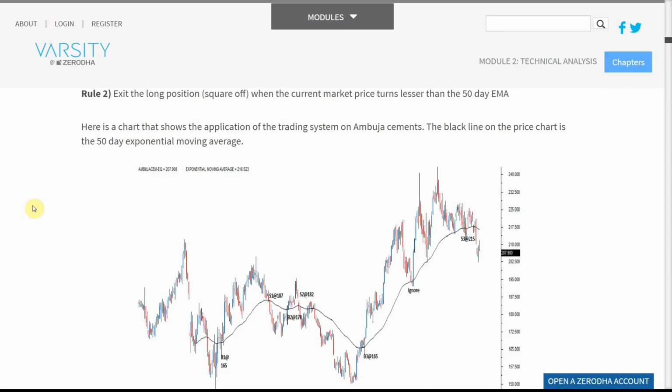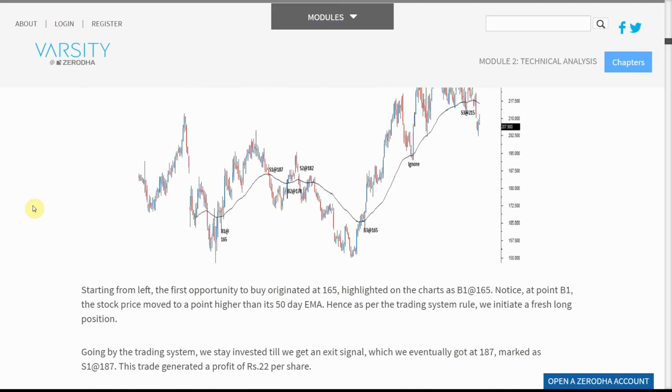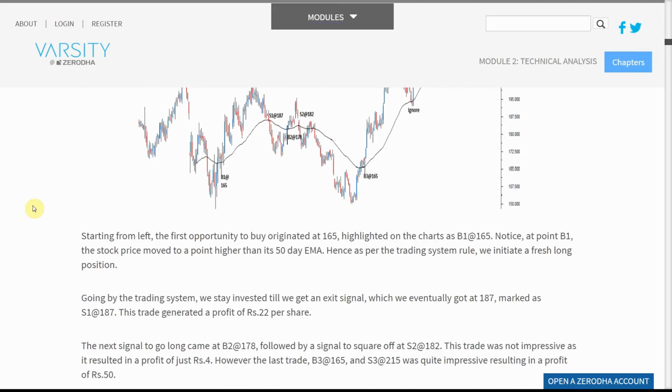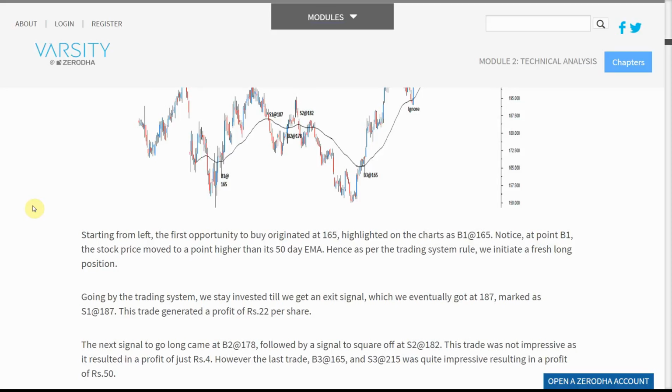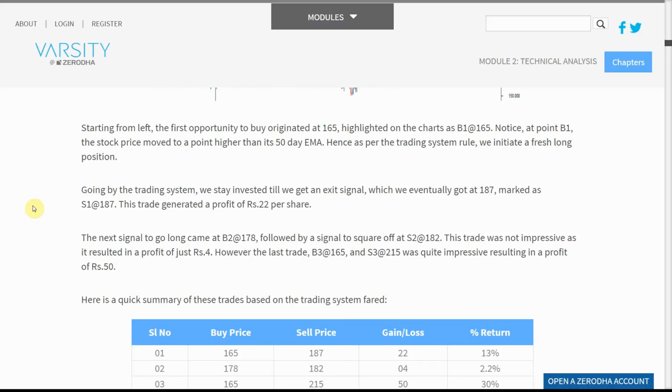The black line on the price chart is the 50-day exponential moving average. Starting from left, the first opportunity to buy originated at 165, highlighted on the charts as B1 at 165. Notice, at point B1, the stock price moved to a point higher than its 50-day EMA. Hence, as per the trading system rule, we initiate a fresh long position. Going by the trading system, we stay invested till we get an exit signal, which we eventually got at 187, marked as S1 at 187. This trade generated a profit of 22 rupees per share.